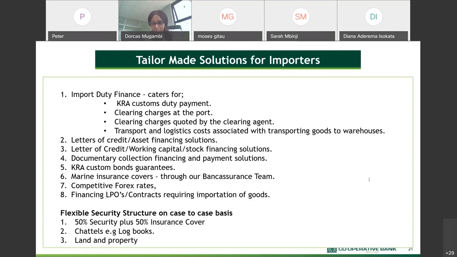Probably we could respond to that before, sorry, there's one more from WebEx, where the question is, can you convert LC to stock financing? As for the case of asset finance, I think you had already responded to this, but if you want to add additional comments, you're free to do so. And then Naftali Ogana is also asking, you have talked about flexible security. How flexible is it for the case of 500,000 credit facilities? For my case, I have none as listed. Over to you, Dorcas.